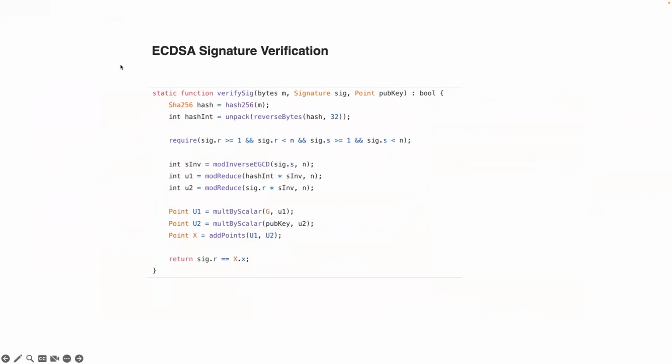As we said earlier, we use elliptic curve operations to re-implement the signature verification inside a smart contract.